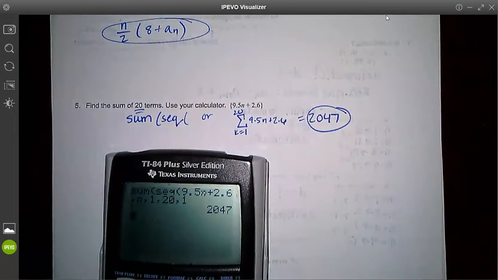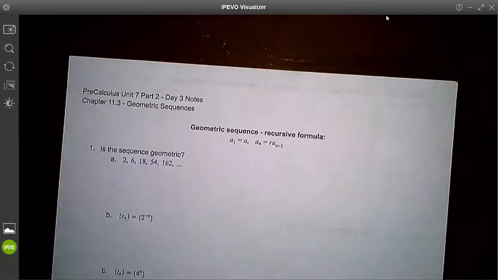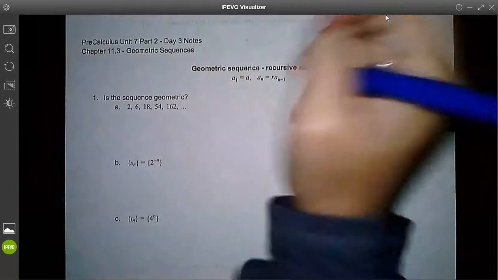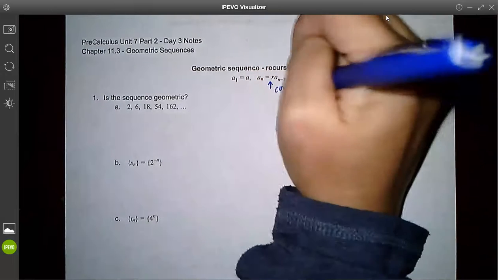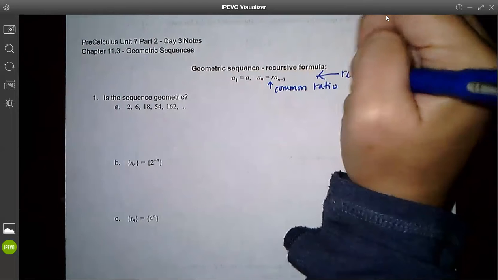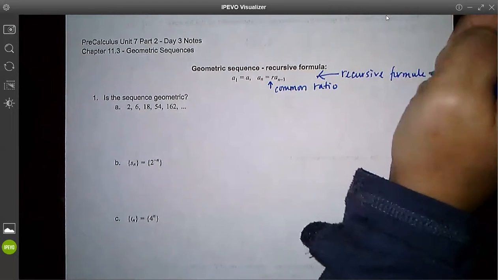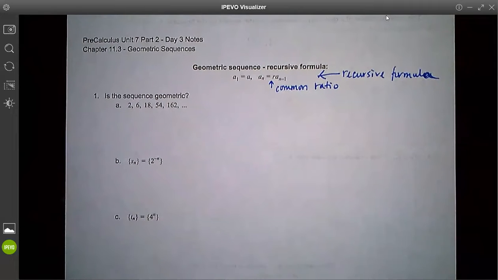So if you added the first 20 terms together, that would be your sum. So that's arithmetic. Arithmetic is addition. Geometric is multiplication, where R is your common ratio, what you multiply each time. This, again, is your recursive formula, which means it uses the term before. You have to have the term before.